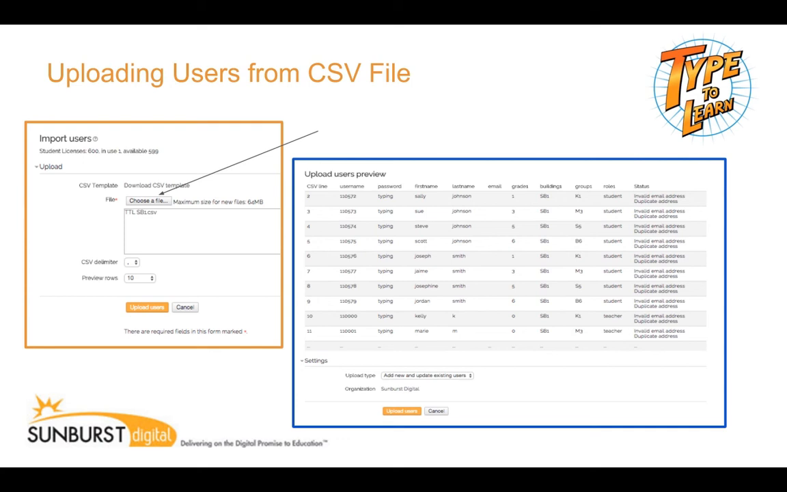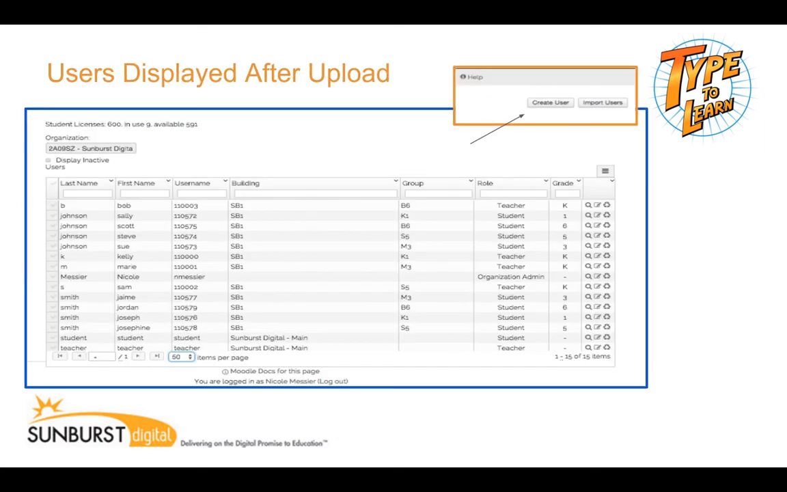If you didn't enter an email address, there will be an error message under Status. This is just letting you know that no email address was provided. Now you'll see the users you uploaded displayed by last name, first name, username, building, group, role, and grade. You can then click on the Create User button on the far right side to add an individual user.